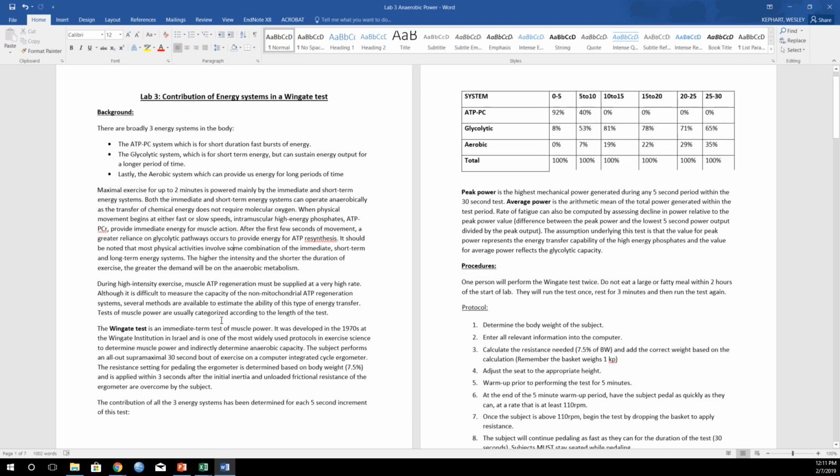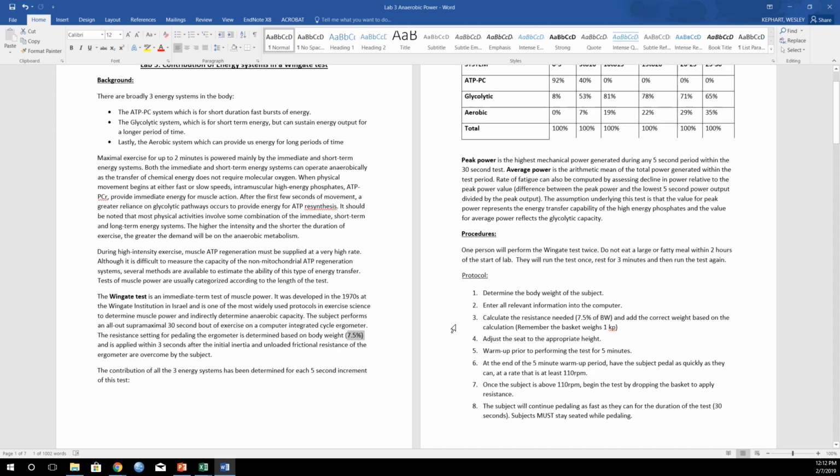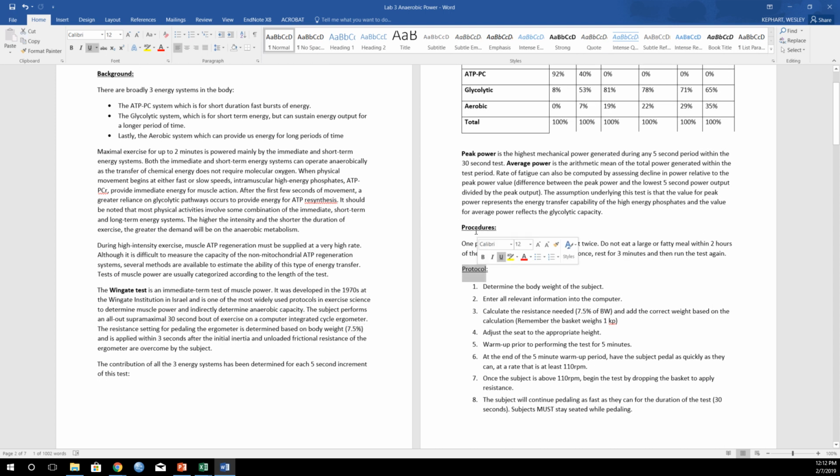But in class today, we're going to be doing a Wingate test, which is just a test of muscular power. It is 30 seconds long. We put on 7.5% of an individual's body weight onto the Monarch bikes that we have, and you just cycle as quickly as you can for 30 seconds. There's the protocol and procedures over here, so pay attention to that. One person in each group is going to do this twice, and we're actually going to look at fatigue over time.